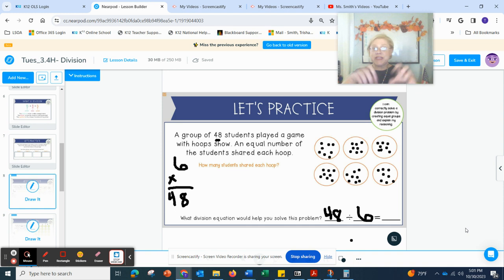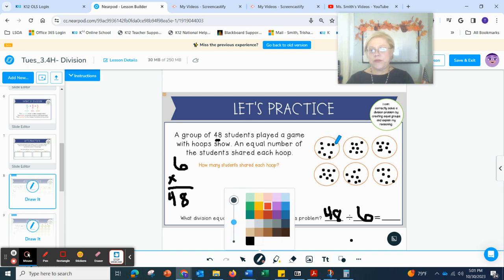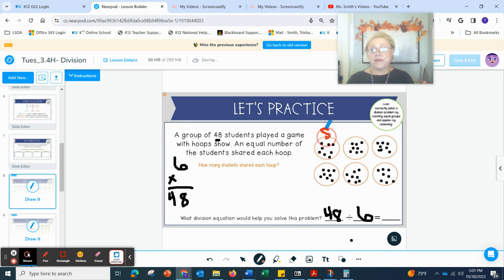It's broken up into 6 equal groups. Now the question is, how many students are in each group? Let's count and see. Let me change my pen color. So 1, 2, 3, 4, 5, 6, 7, 8. There are 8 kiddos here. 8 kiddos here. 8 kiddos. Ooh, it's looking like 8 is for the win.